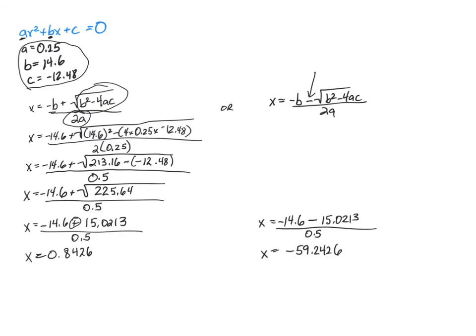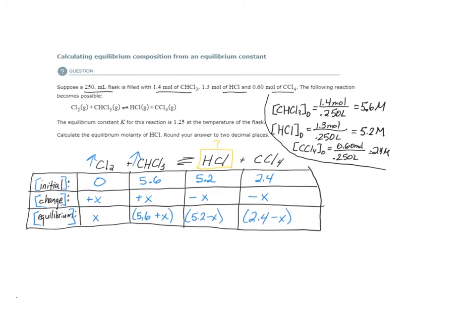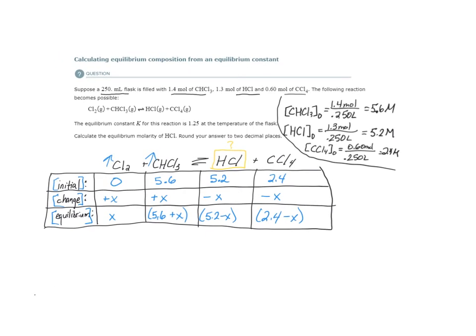So we have here two possibilities for X. One of these is obviously wrong. The question is, which one? Well, let's go back to our original information. Let's look at HCl. Here, the concentration of HCl is going to change by negative X. Well, if X is 59 molar, then there's no way that is possible. There's not enough of anything else for that to even be possible.